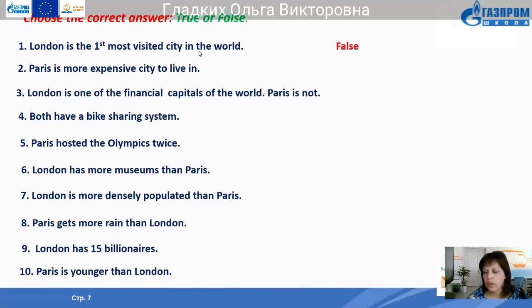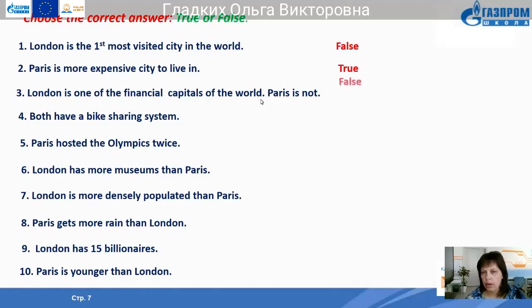Aiday, that is false. Next, Paris is a more expensive city to live in. Is it true or false? Any ideas? Kutman, your answer is true. Okay, now let's check. That is true. Next, London is one of the financial capitals of the world. Paris isn't. So, Temirhan, true. I mean, your answer is true.